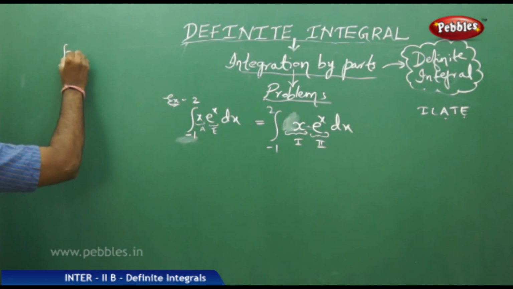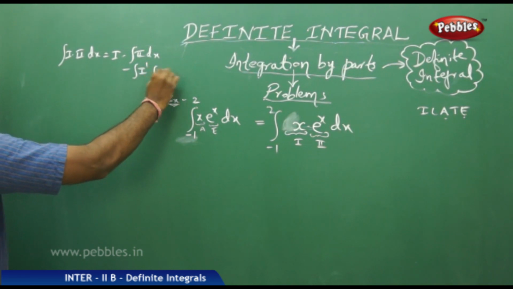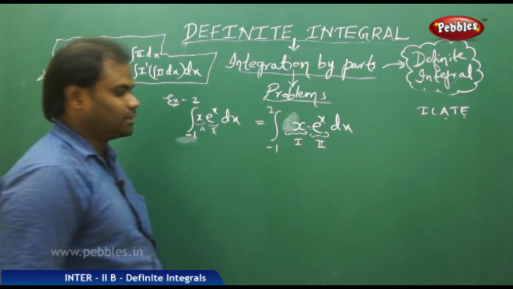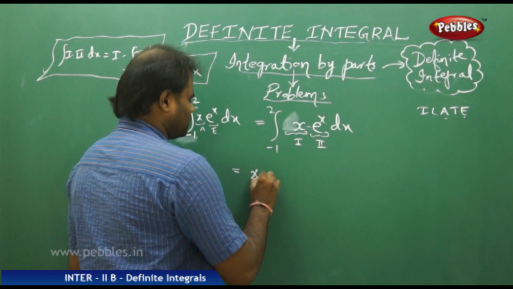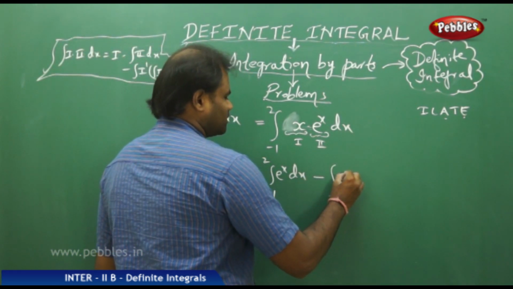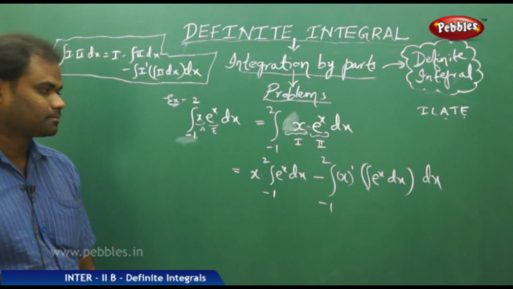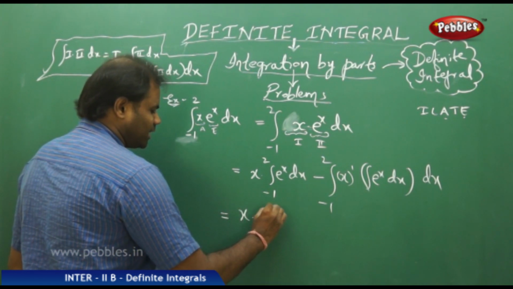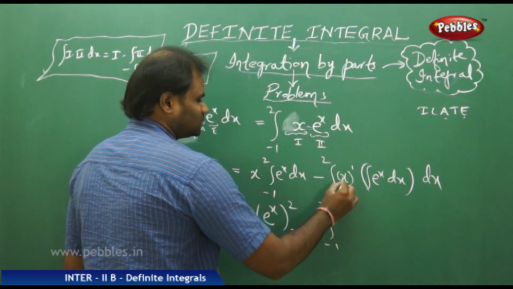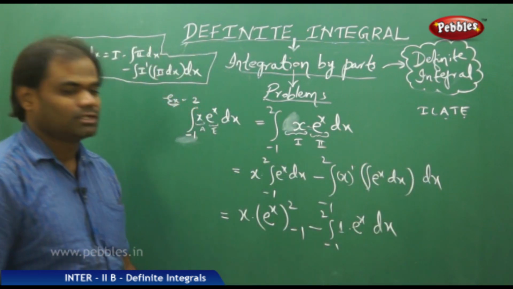Expanding using integration by parts, I have first function times integral of second, minus integral of derivative of first times integral of second. So expanding by that, I have the first function into the integral of the second function, but not to forget the limits, minus integral of derivative of first times integral of second with limits, of dx. Next, the integral of e power x is e power x with limits -1 to 2, using the standard formula. The derivative of x is 1, because d by dx of x is 1, and the integral of e power x dx is e power x.